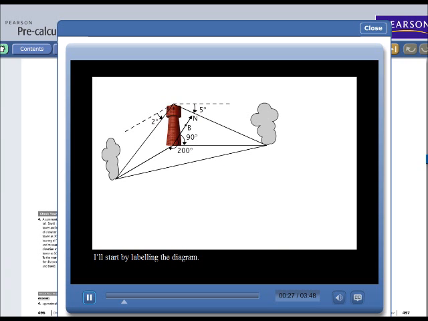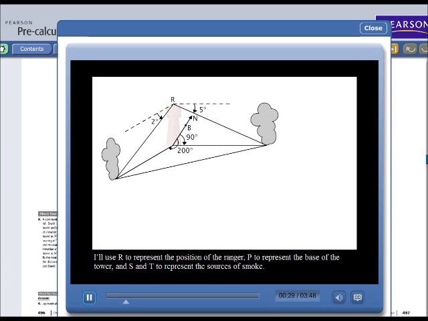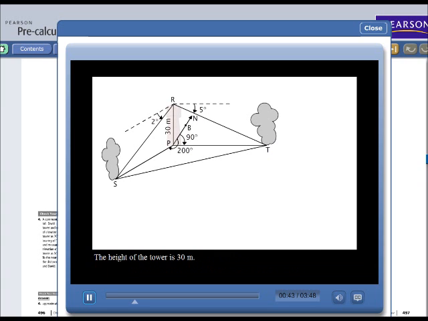I'll start by labeling the diagram. I'll use R to represent the position of the ranger, P to represent the base of the tower, and S and T to represent the sources of smoke. The height of the tower is 30 meters. I'm going to assume the tower is perpendicular and the ground is horizontal, so angle RPT and angle RPS are both 90 degrees. I'm trying to determine the length of ST, which represents the distance between the sources of smoke.